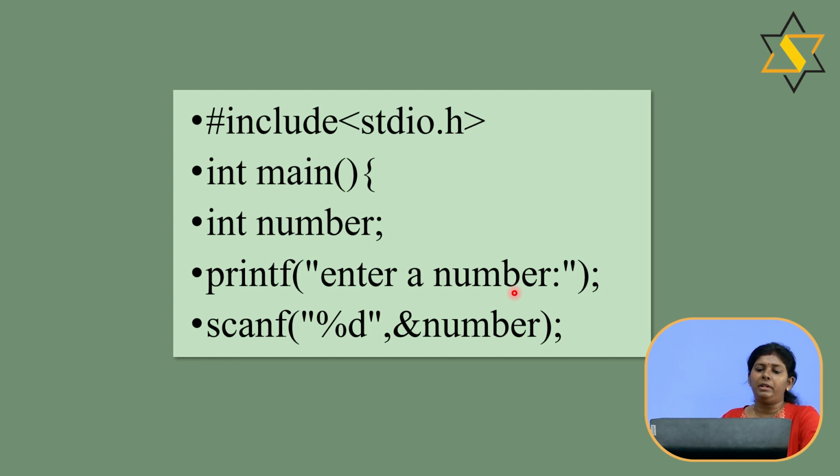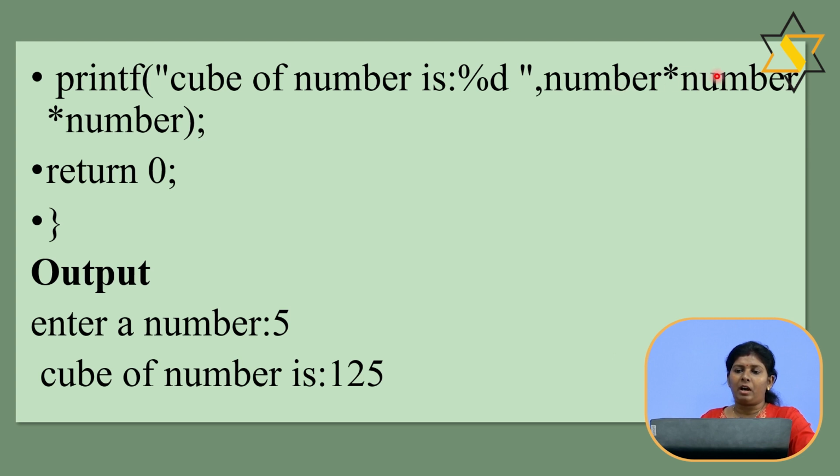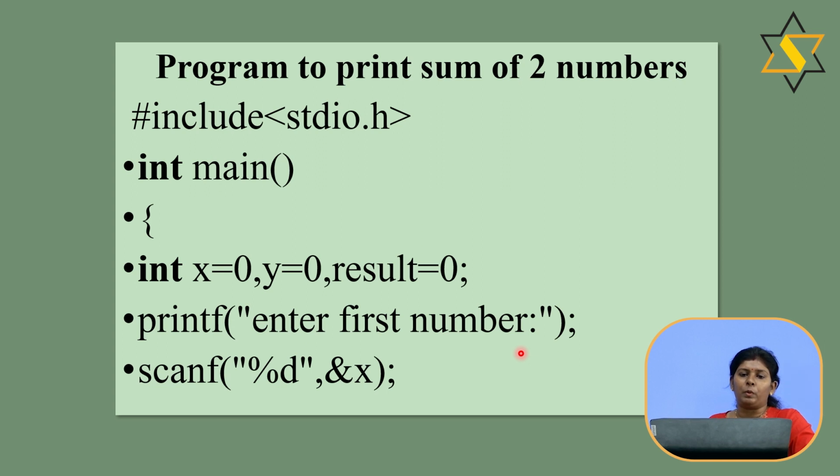So enter a number, 5, and it reads that 5 here. And then, how many times is the number used? 3 times: 5 into 5 into 5. So 5 times 5 is 25, the cube, 5 raised to the power 3, because the number is used 3 times. That's why the output will be 125. This is a small input output program.